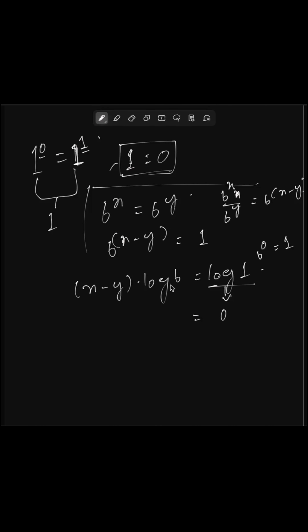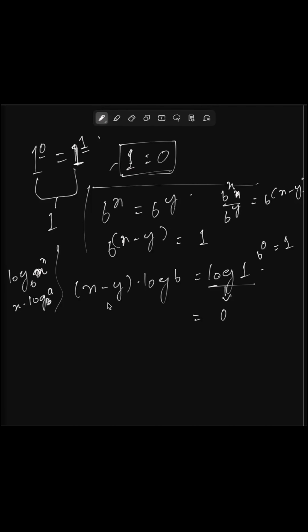And I've used a property of logarithm in this expression, which is the power property of the logarithm, which says log base b of a raised to the power x. Then we can take x out of the logarithm and we can just multiply and write x multiplied by the logarithm of a at base b, right?